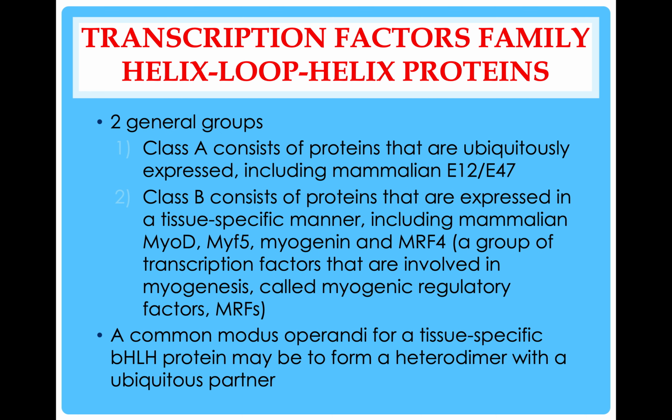So for helix-loop-helix proteins, there are two general groups, class A and class B. Class A consists of proteins that are ubiquitously expressed, including mammalian E12 and E47. Class B consists of proteins that are expressed in a tissue-specific manner, including mammalian MyoD, Myf5, myogenin and MRF4. So these are a group of transcription factors involved in myogenesis, okay, or the MRFs.